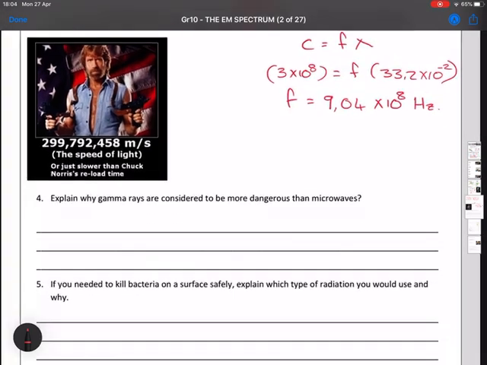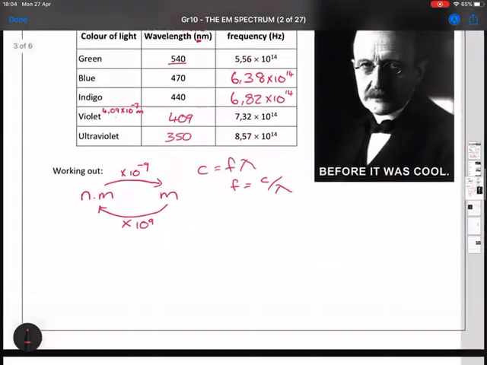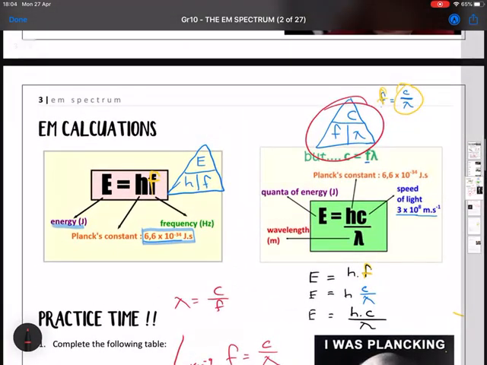hertz. Why are gamma rays considered to be more dangerous than microwaves? So you need to think of it in terms of energy. Frequency and energy are related by this formula. There's a direct proportion between energy and frequency. Frequency is directly proportional to energy, or energy is directly proportional to frequency. So high frequency, high energy.